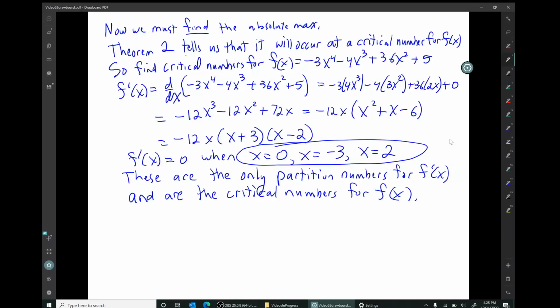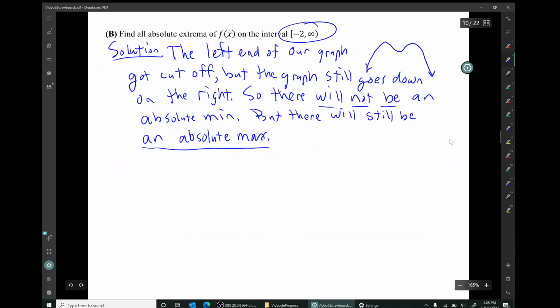For our function, we have these 3 critical numbers, 0, -3, and 2. But in this interval, the only critical numbers are 0 and 2. But we have now this new thing. We have this endpoint, x equals -2. So Theorem 2 tells us that the absolute max that we know is going to occur will have to occur at either that endpoint, x equals -2, or at one of the critical numbers that's in our interval.